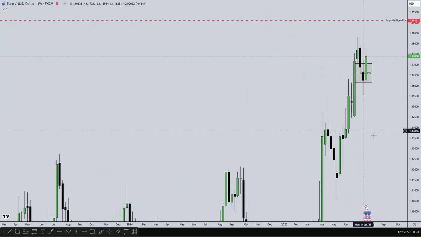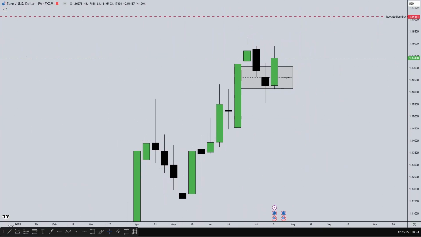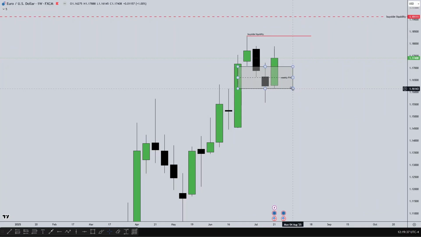Now, going into next week, I'm still anticipating higher prices. I want to see price run this buy side liquidity. And the reason for the bias is that price was respecting this weekly fair value gap. And if price is respecting this weekly fair value gap, where is going to be the next draw on liquidity? So going into next week, I'll be looking for price to run the previous week high and the buy side liquidity.